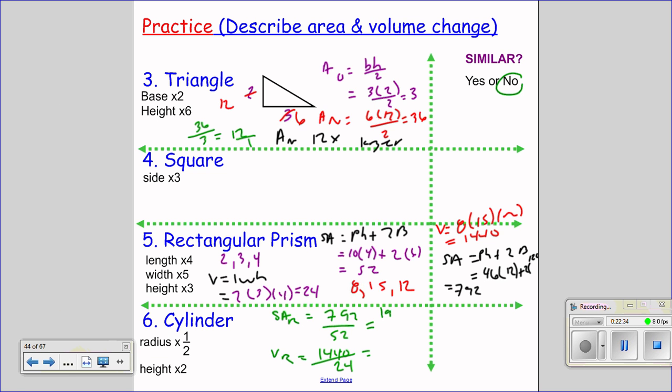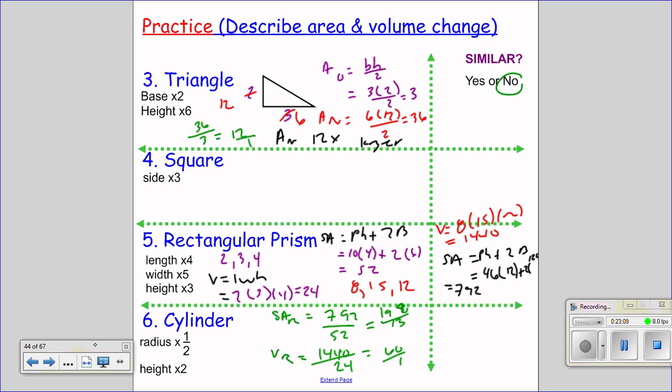So the surface area is 198 to 13, and the volume is 60 to 1. So the volume is 60 times larger. So 4 times 5 is 20. 20 times 3 is 60. So my theory, where you just take the scale factors and multiply them, it worked on the volume, but it didn't work on the surface area. So that's very interesting to note.